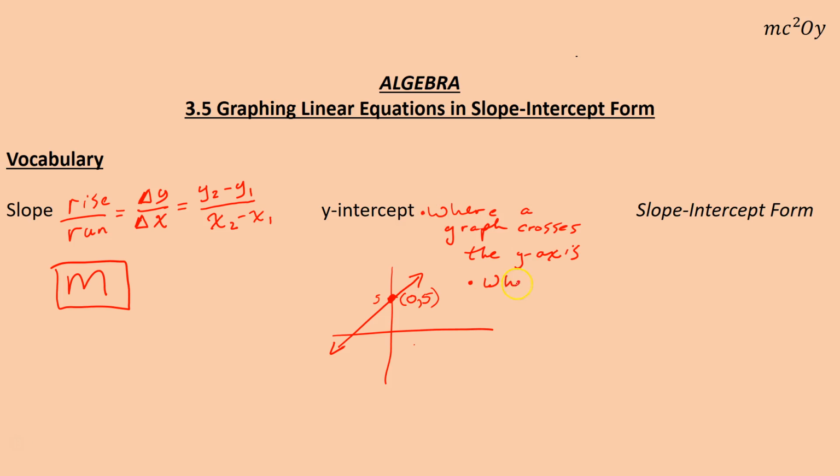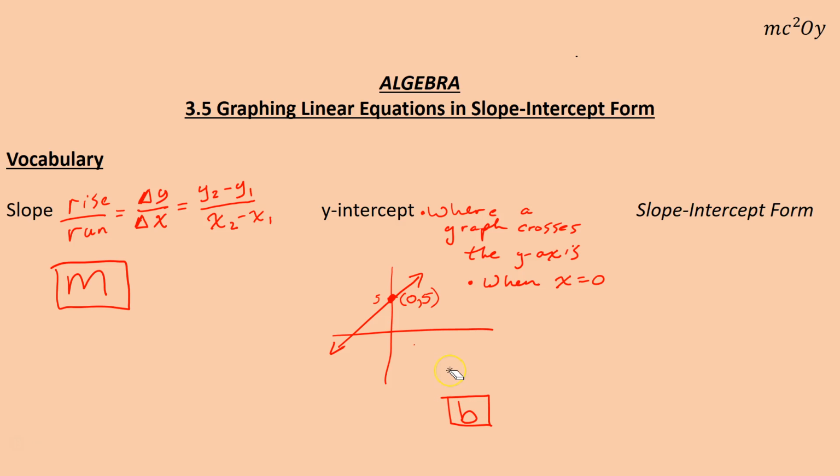So it's where it crosses the y-axis. It's also when x equals 0. More importantly for this lesson, we call the y-intercept b. And usually it's a lowercase b.